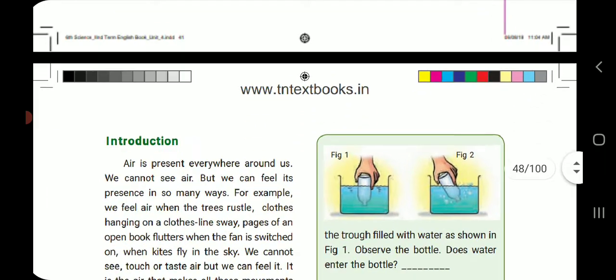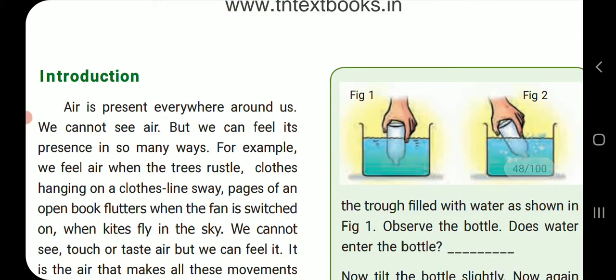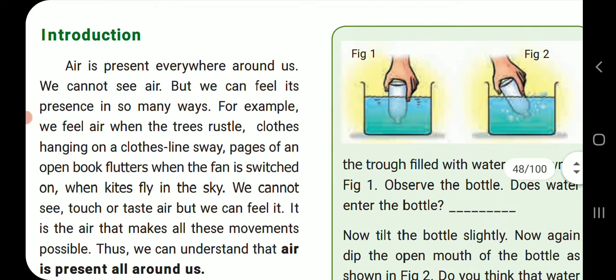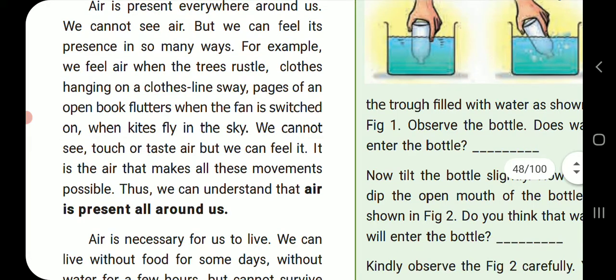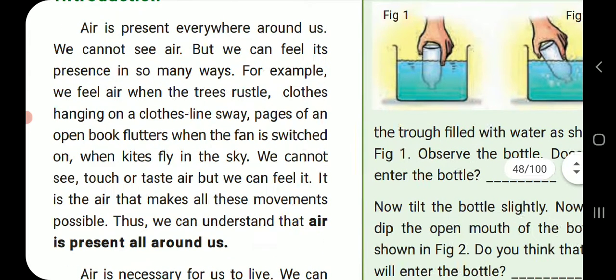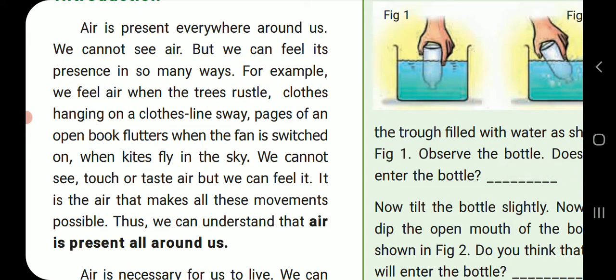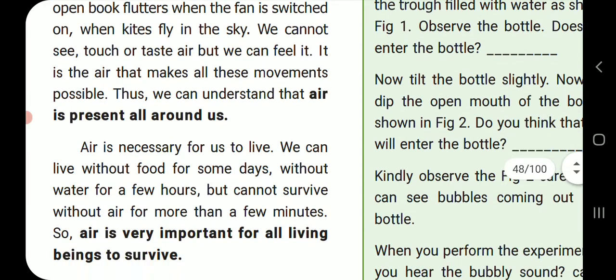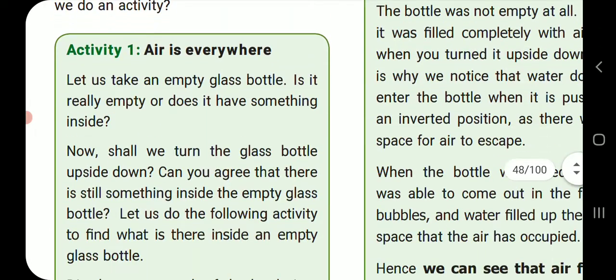Okay, if we read sentence by sentence, we won't be able to complete it in time, so I'll give you the important things relevant to this topic. As we know, air is present everywhere, and one more thing is we cannot see air. These two points you need to underline, but we can feel the presence of air, is it?